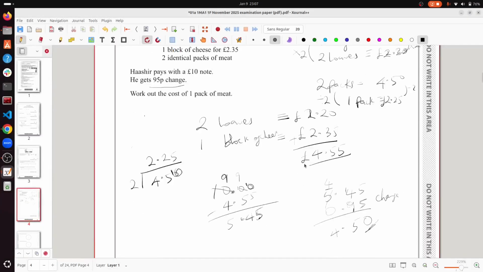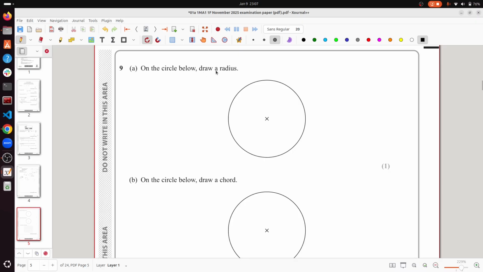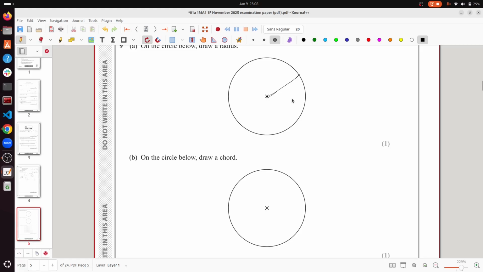Let's go back to number 9. On the circle below, draw a radius. So your radius is any line. It has to be a straight line using a ruler. Any line from the center of your circle to any part of your circumference. That's your radius. I could have drawn this way, it doesn't matter. From the center of your circle to any part of the circumference, that's your radius.